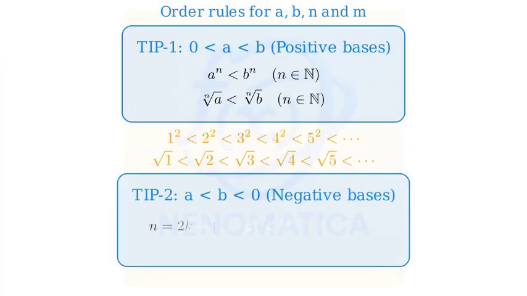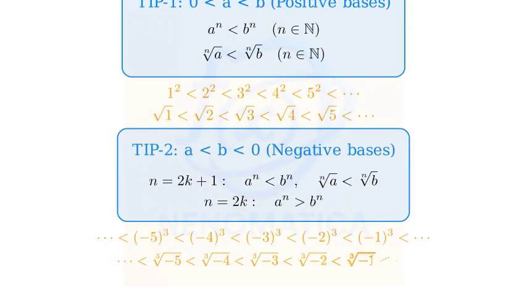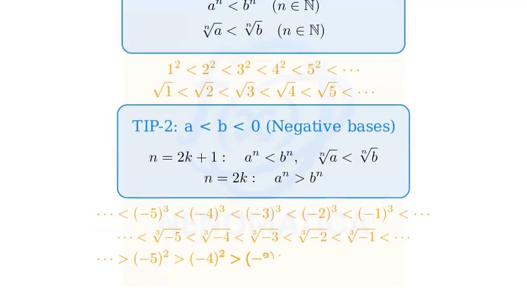Tip 2. Suppose a < b and both are negative. Odd powers preserve the order, but even powers reverse it because squaring makes values positive and larger in magnitude positive. For odd n, a^n < b^n, and the odd root of a is less than the odd root of b. For even n, a^n > b^n.